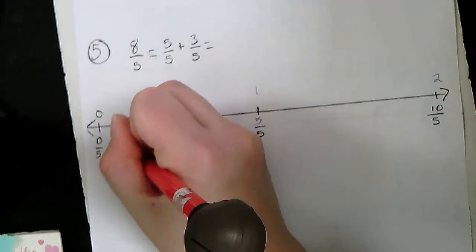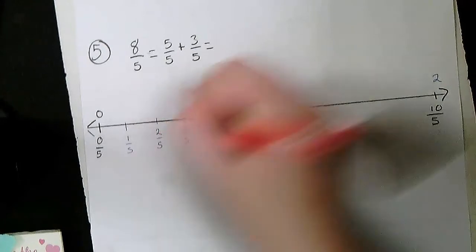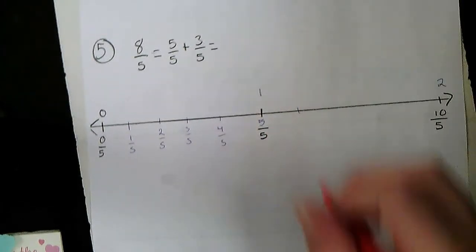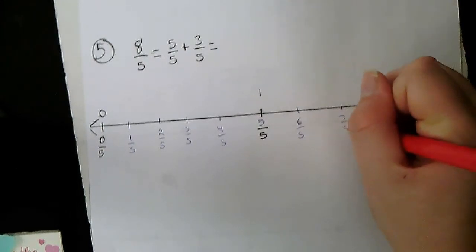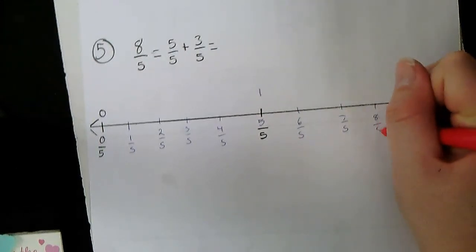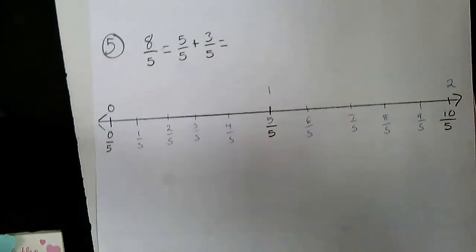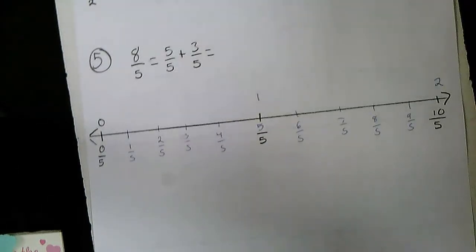So I have 1/5, 2/5, 3/5, and 4/5. So we have 0, 1, 2, 3, 4, 5. What do you think is going to come next? We have 6/5, 7/5, 8/5, and 9/5, and finally 10/5. So you can see our number line is correctly separated now, and now I can show how to add up these two fractions together to get my answer of 8/5.